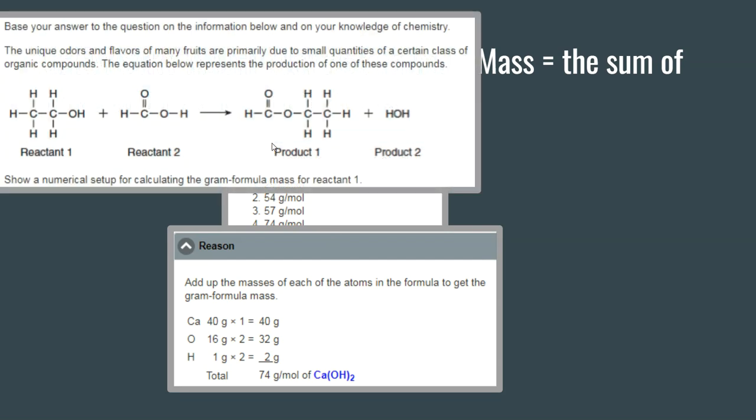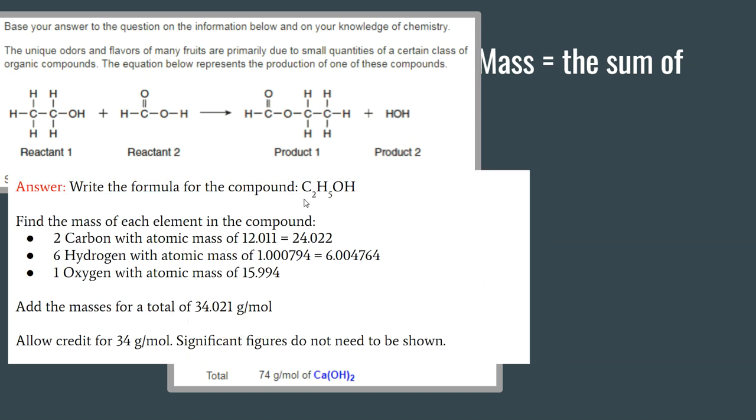The unique odors and flavors of many fruits are primarily due to the small quantities of a certain class of organic compounds. The equation below represents the production of one of these compounds. Here we have reactant 1 plus reactant 2 gives you product 1 and product 2. Show a numerical setup for calculating the gram formula mass for reactant 1. In order to calculate the gram formula mass for reactant 1, we need to know its formula. So we have to write the formula for the compound.